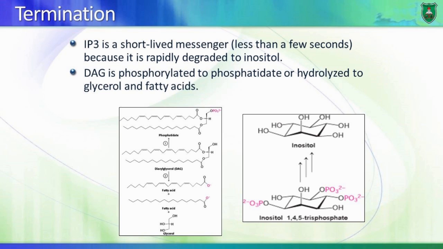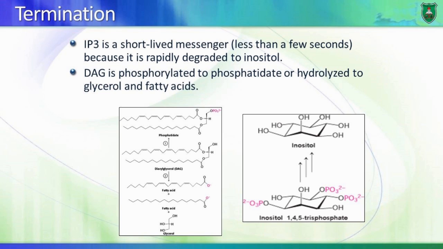So how is the signal terminated? Again, this is really important. IP3 is a short-lived messenger. It gets degraded into inositol by two different mechanisms, but we will not talk about this. So IP3 is converted to inositol. That's one. And diacylglycerol can be phosphorylated to phosphatidate, or it can be degraded into its individual components, that is the fatty acids and the glycerol. And that's how the signal is terminated.